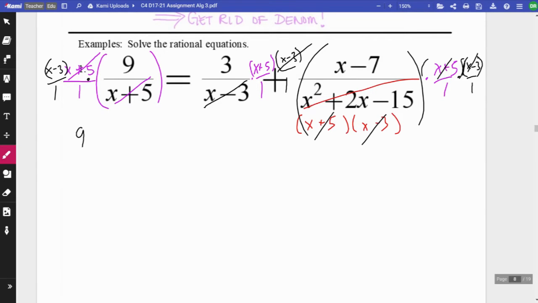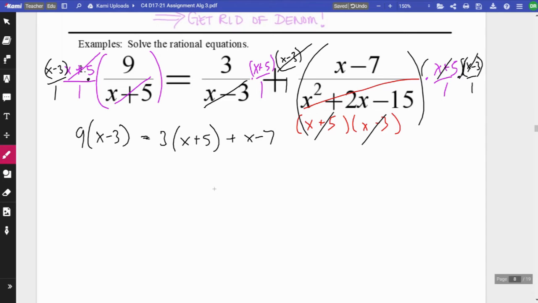There's a 9 on top, and multiplying by an x minus 3. I switched the order of those because usually we have the number out in front. This next one is a 3 times an x plus 5. Notice there is no denominator, no fraction, because I had gotten rid of the x minus 3. The last term, all of the denominator, both pieces, got eliminated because we multiplied this fraction by both of those pieces. So then it's just an plus an x minus 7.